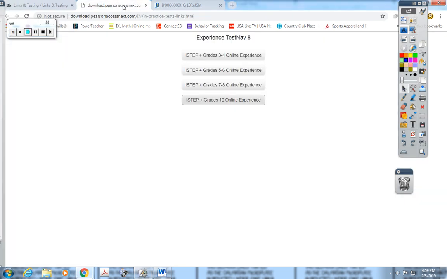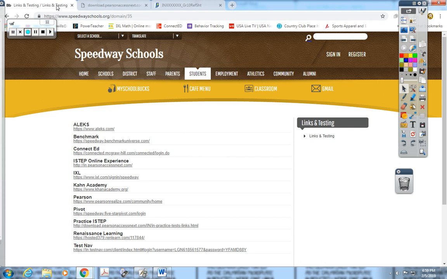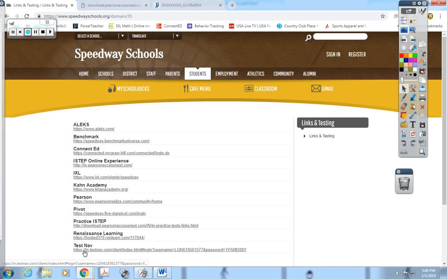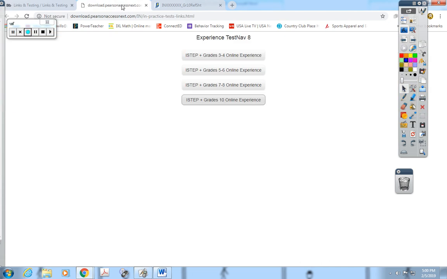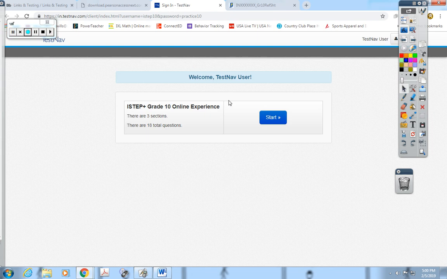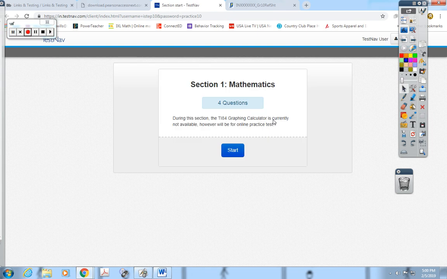So if you're wondering how you can see that calculator and practice using it, if you go to the school website, under Students, Links and Testing, we'll bring up this list of links. There are several options here that look like they could be the right thing. What you want to do is go to the Practice ISTEP link, and if you click on that link, it will take you to this page, which is the ISTEP online experience for the various grade levels. You are a grade 10 student, so you would click on grade 10 online experience, and it would log you into the online experience practice test, which is 4 questions long.